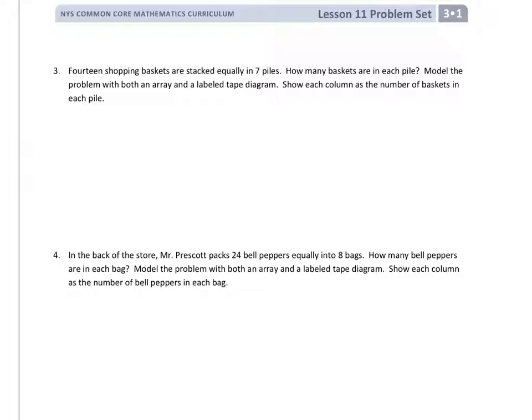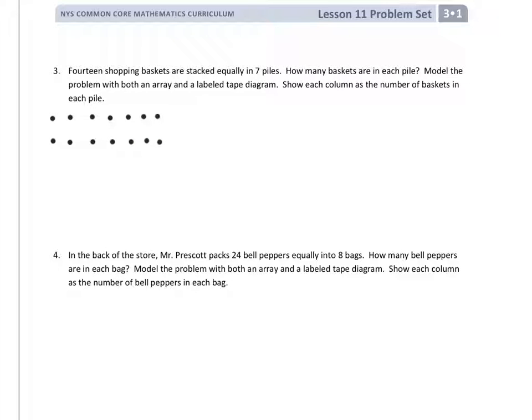7 piles. So 1, 2, 3, 4. Wow, those are getting really crooked, aren't they? Let's try again. 1, 2, 3, 4, 5, 6, 7. And I made my array smaller over on the side so I didn't have to move it again. 8, 9, 10, 11, 12, 13, 14. And that's all I needed. 14 shopping baskets, equally stacked in 7 piles. And then my columns, just to double check, are the number of baskets. It wouldn't make sense if I had 7 here because I have 7 piles, not 7 in each pile. So I actually have 2 in each pile.